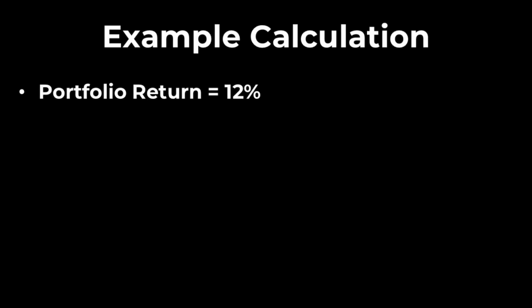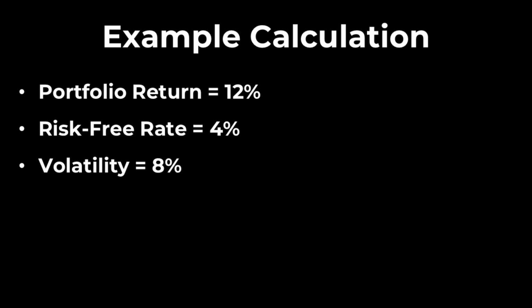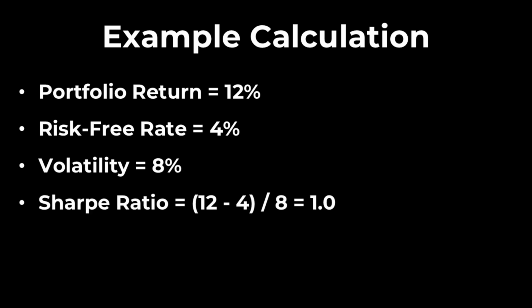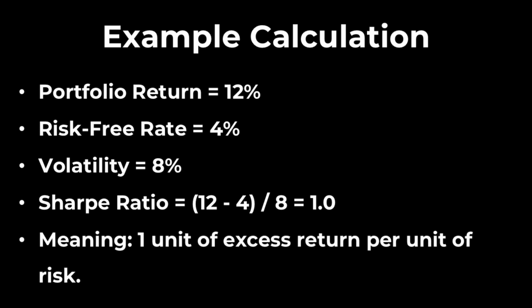Let's make that simpler with an example. Say your portfolio earns 12%, and a risk-free investment gives you 4%. That's an 8% excess return. If your portfolio's volatility is 8%, your Sharpe ratio is 1. That means you are earning 1 unit of extra return for every unit of risk you are taking.